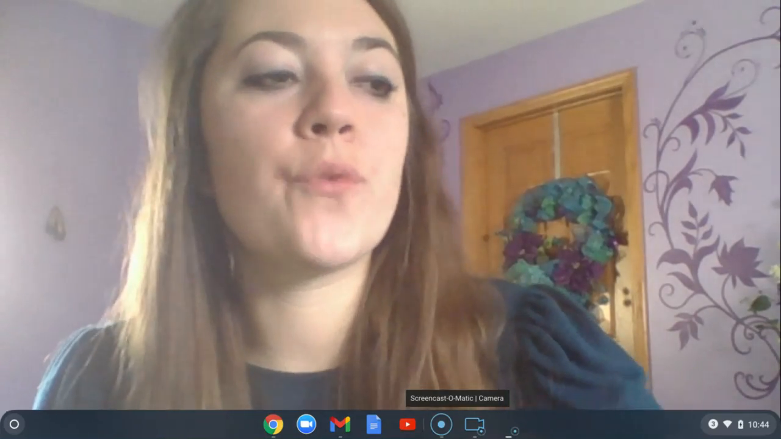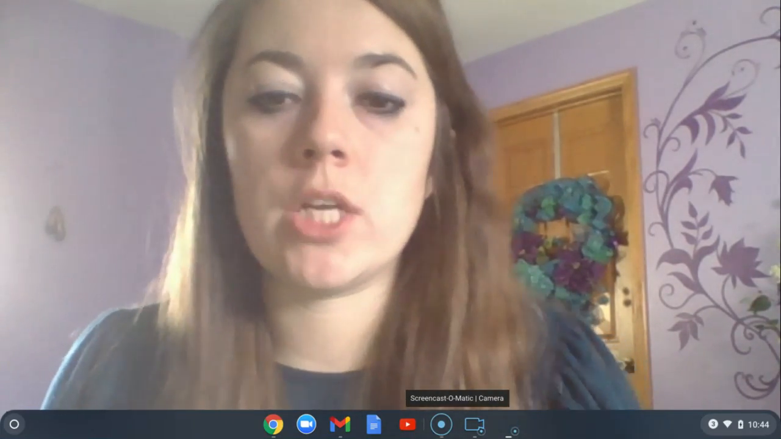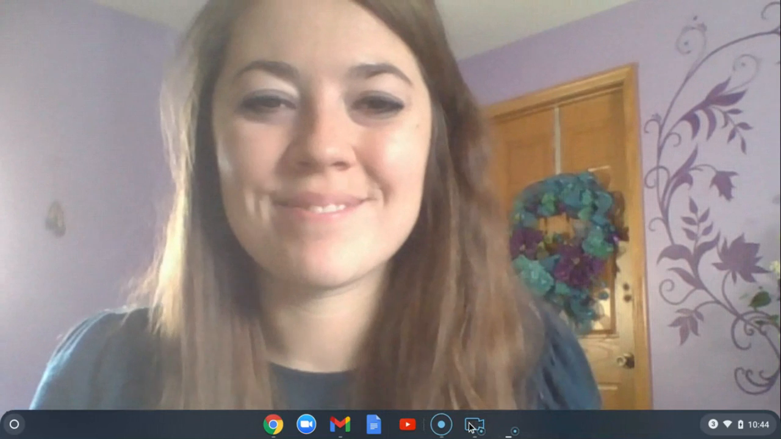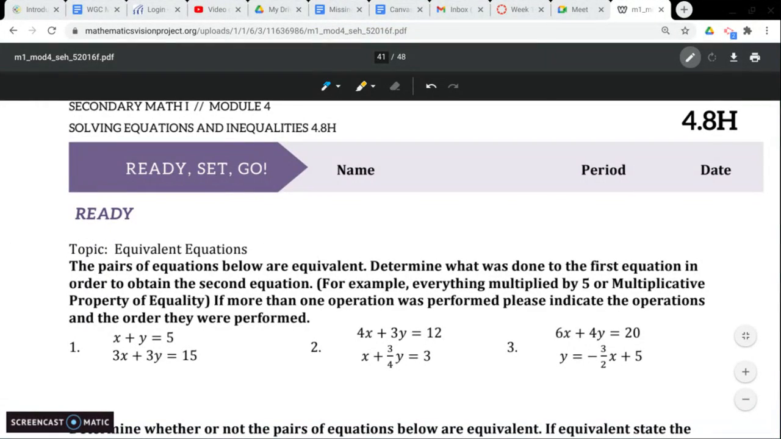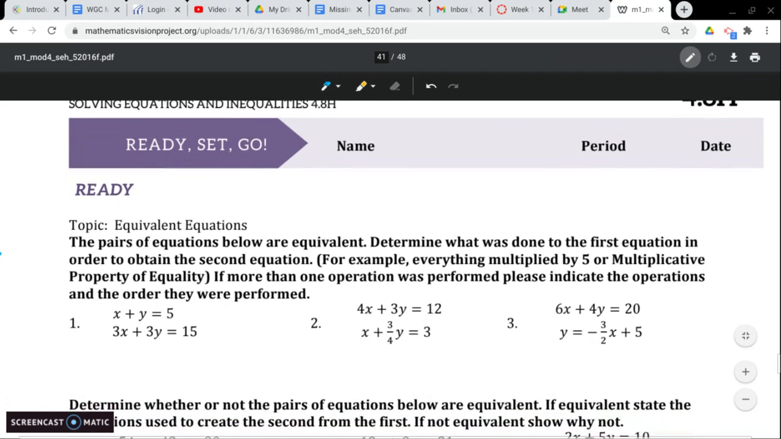What we're looking at today is 4.8, eating up the lunchroom budget. So let's go ahead and jump right in. For the first part, we're looking at equivalent equations. The pairs of equations below are equivalent.